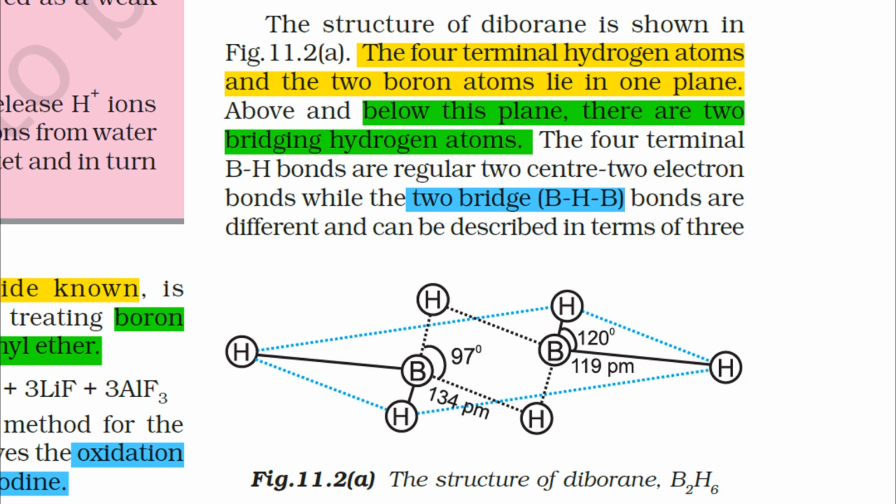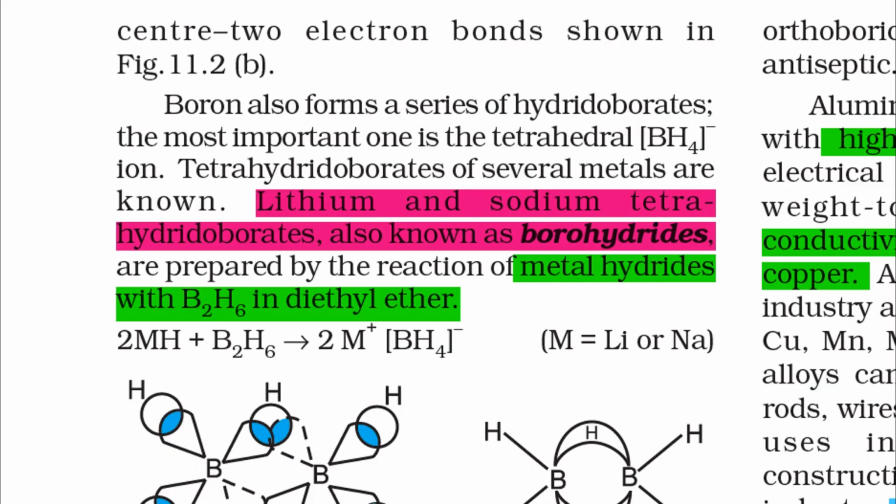The normal BH bond length is 119 picometer, but the banana bond length is 134 picometer. Next, boron also forms a series of hydroborates. Hydroborates means anions that only contain hydrogen and boron. The most important one is tetrahedral, that is the BH4 minus ion. Tetrahydroborates of several metals are known.